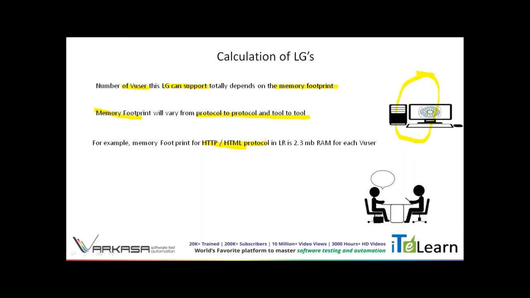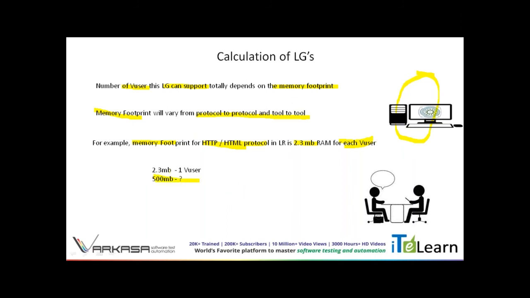Let's assume the HTTP HTML protocol has a memory footprint of 2.3 MB. For each virtual user, how much RAM is required? 2.3 MB of RAM. So for each virtual user, 2.3 MB of RAM is required if you are considering the HTTP HTML protocol.